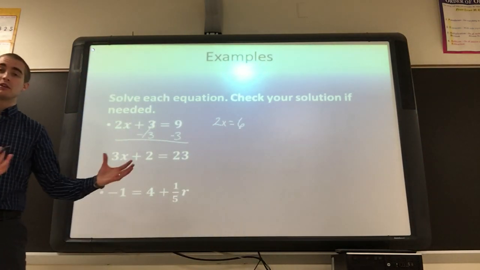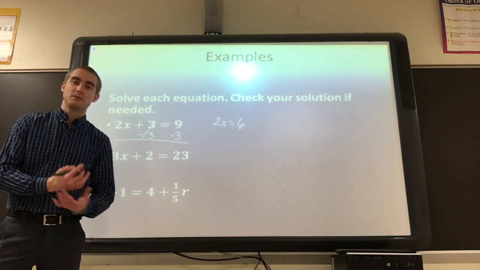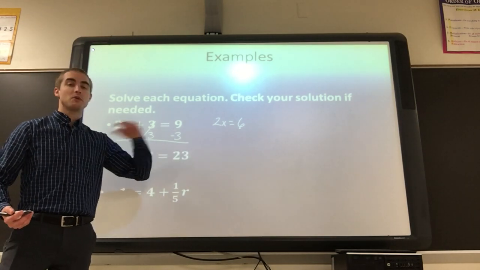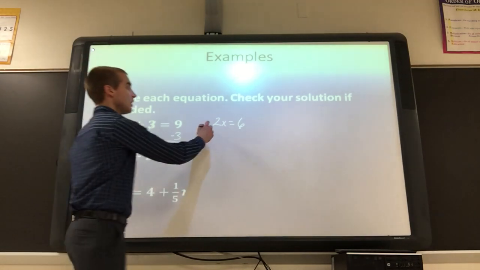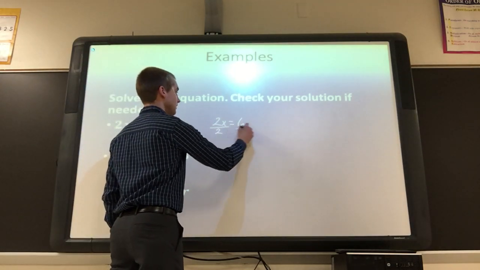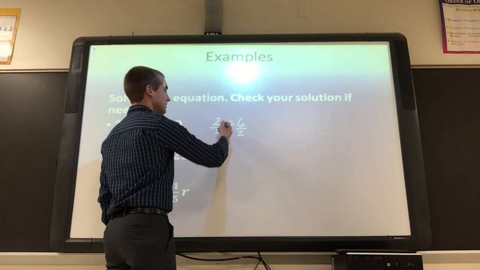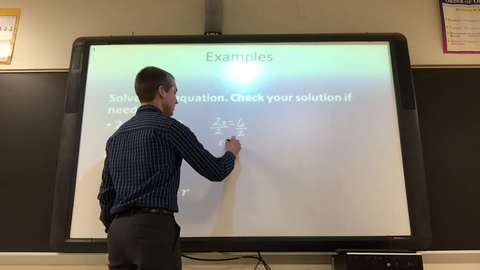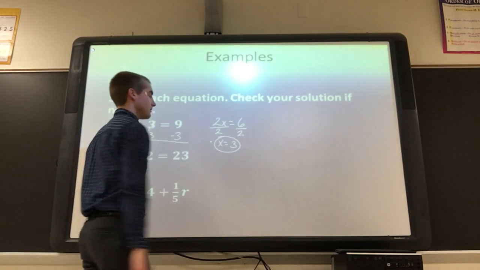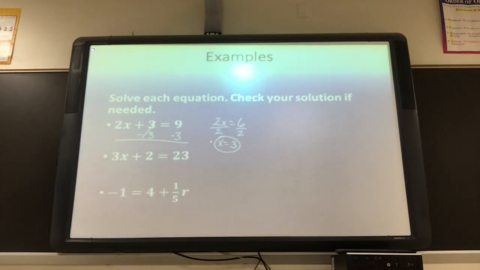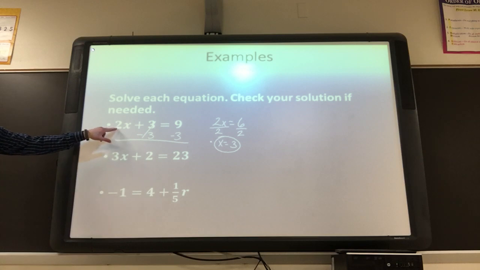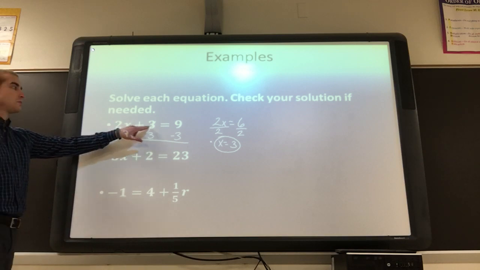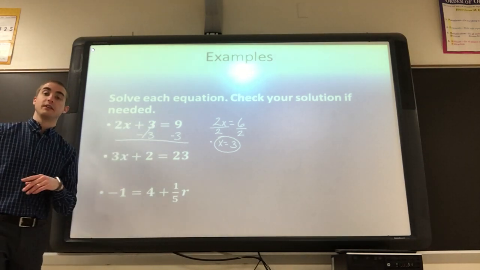Now, once we get rid of that plus 3, once we add or subtract, we have just a one-step equation. 2x = 6. We've been solving those for a few days now. We need to divide by 2 on both sides. 6 divided by 2 will get us x = 3. If you want to check your answer just to make sure that it works, plug 3 back in for x here. 2 times 3 is 6, and 6 plus 3 would equal 9.